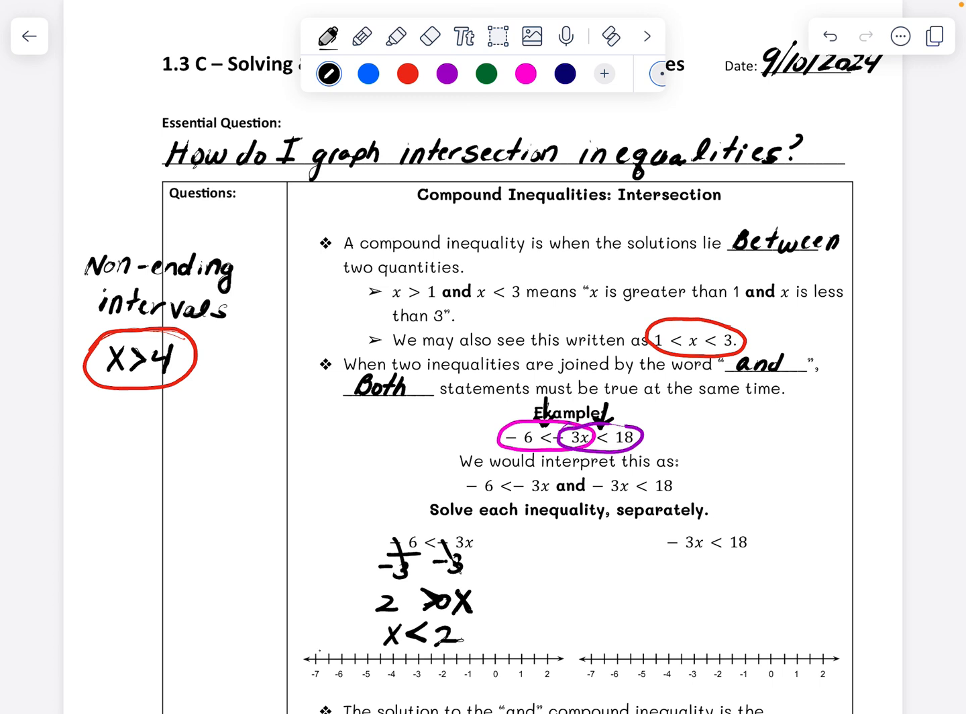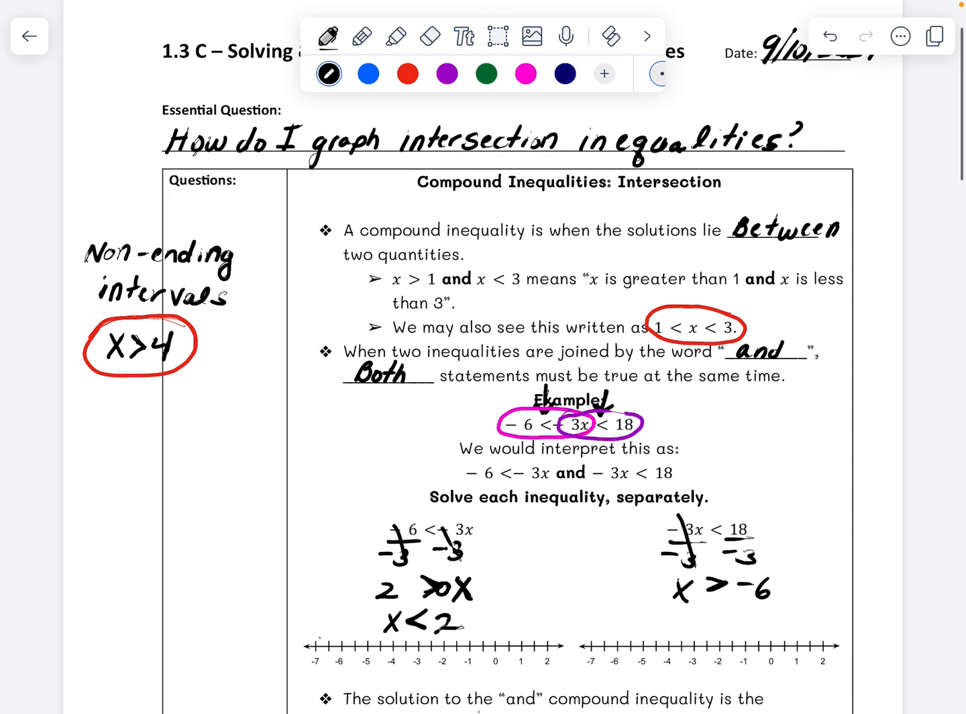Then let's solve the other side. Negative 3x is less than 18. So we're going to divide both sides by negative 3. Again, remembering the golden rule of inequalities. And we get x is greater than negative 6. Okay, because a positive divided by a negative is going to give me a negative. And in the first example, I had a negative divided by a negative, which gave me a positive. All right. Wonderful.